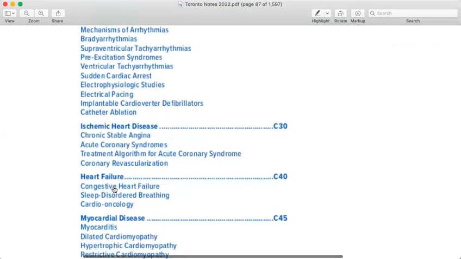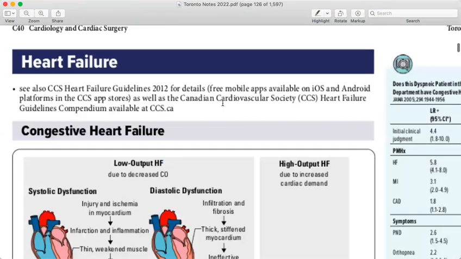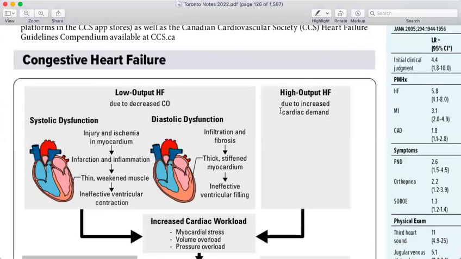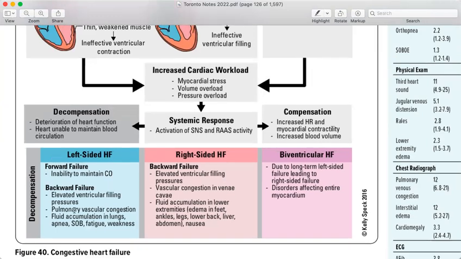So heart failure. Congestive heart failure is one of the most common ones. So low output and high output. You don't need to go into the pathology of it, just the basic thing. Left-sided heart failure, right-sided heart failure, and biventricular heart failure. So what happens in the left-sided, all of the fluid is accumulated in the lungs area. So elevated ventricular filling pressure, pulmonary vascular pressure, shortness of breath, fatigue, and weakness.